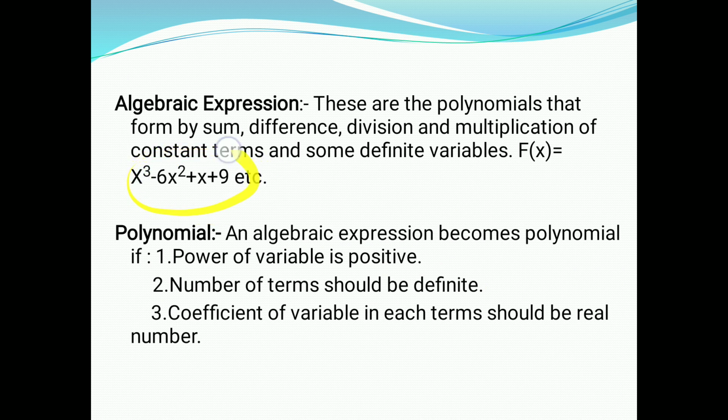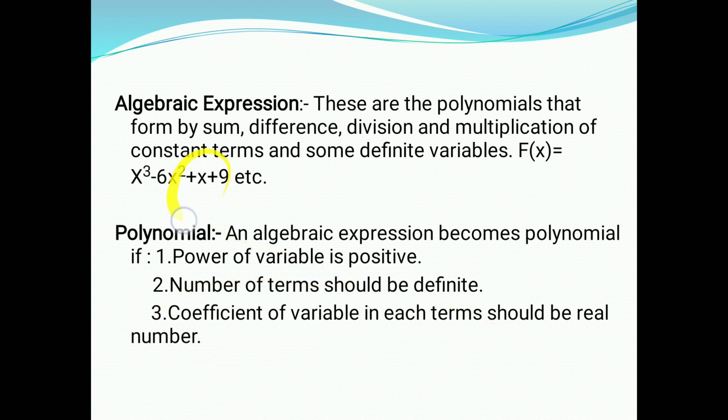So f(x) is equal to x cube minus 6x square plus x plus 9. This has definite terms, so the second condition is also satisfied. So we can say this is a polynomial. The last one: coefficient of variable in each term should be a real number.